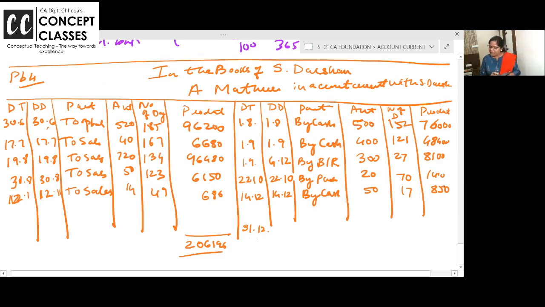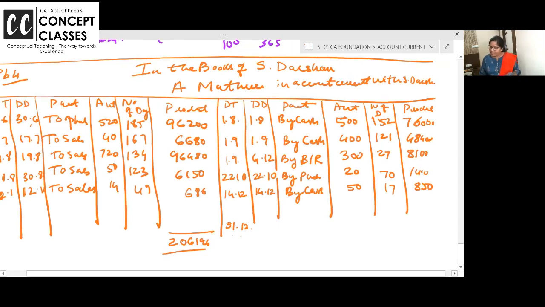So how much is it coming? 206196 minus 76,000, 48,400, 8,100, 1,400, and 850. 71,446 is the balance of product.